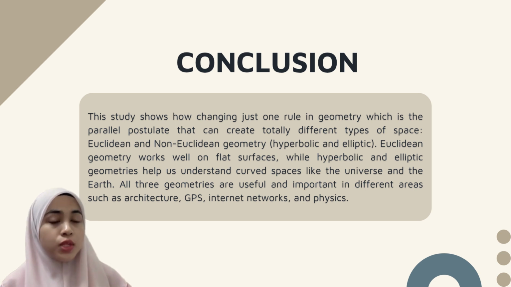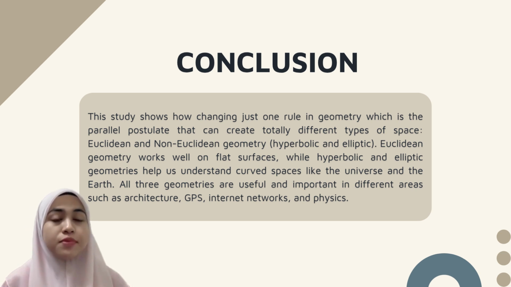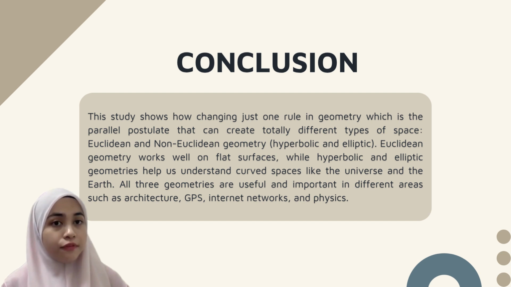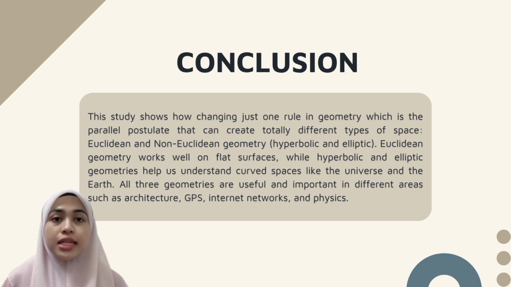Euclidean geometry is what we use for flat surfaces, like in buildings and land measurement. But for curved space, like the surface of the Earth or the shape of the universe, we need hyperbolic and elliptic geometries, which are non-Euclidean geometry.